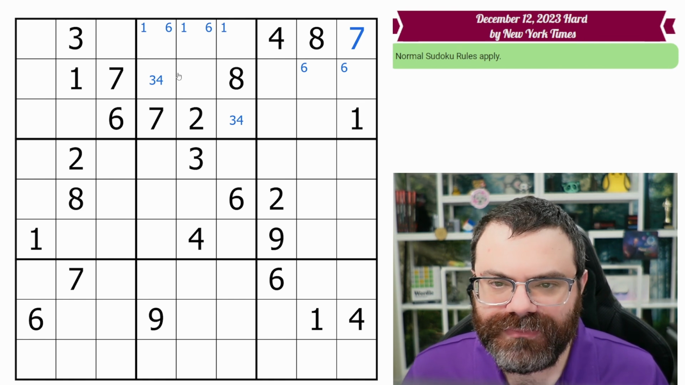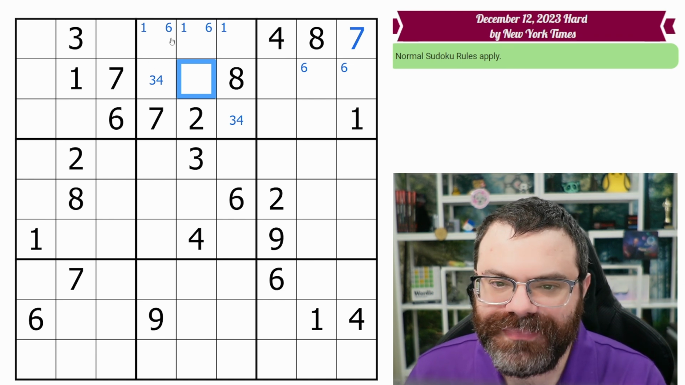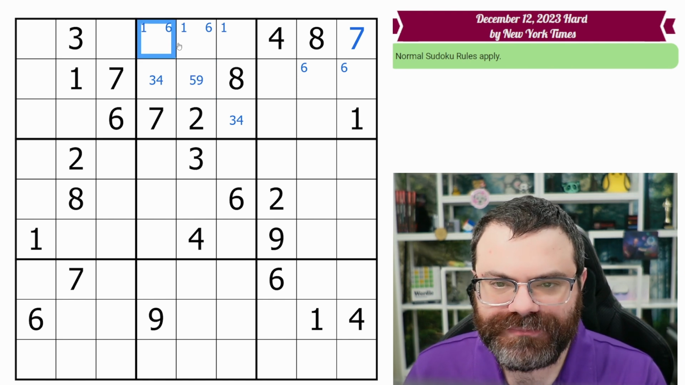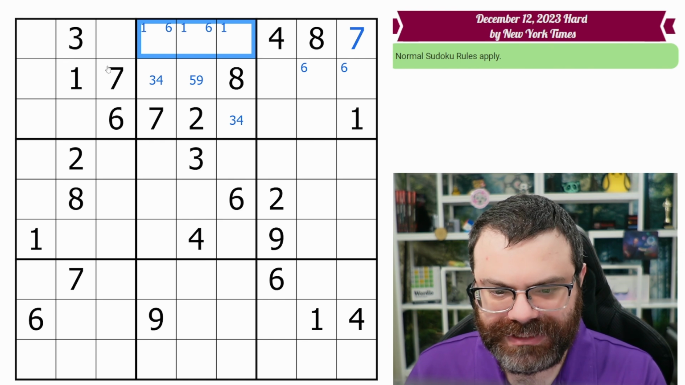All right, so we know this can't be 1 or 6. We know this is down to at most 2 digits. I think it's going to be 2 digits. Can't be 1, 2, 3, 4. It could be 5 and 9, it looks like. So there we go. We can mark that. And these are 1, 5, 6, 9. Yeah, I'm not really seeing anything special about that.